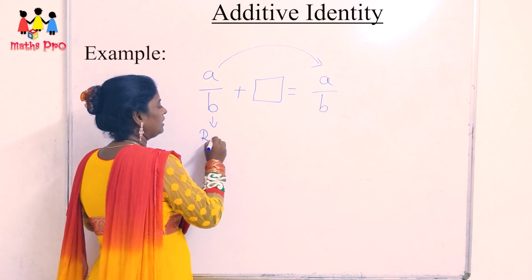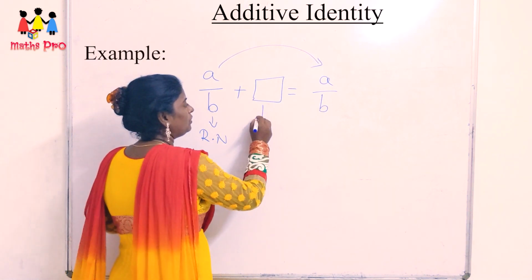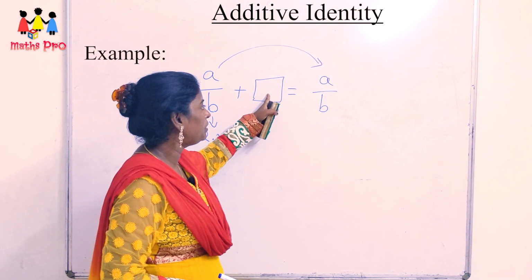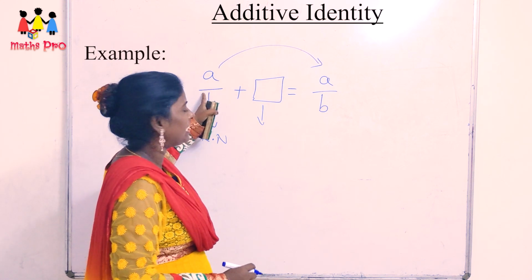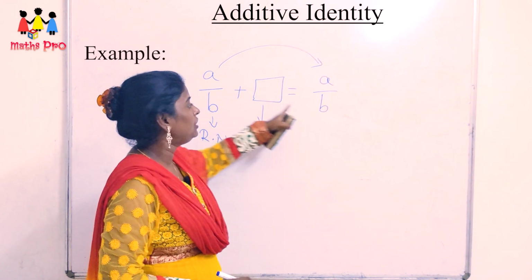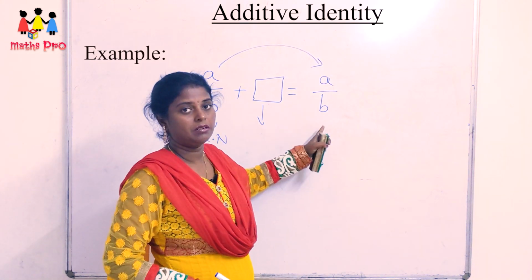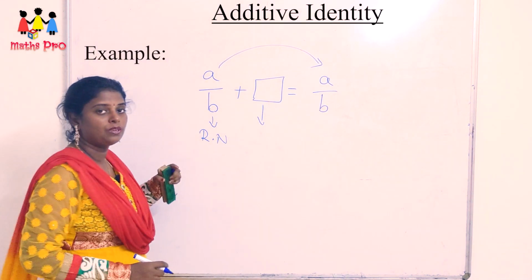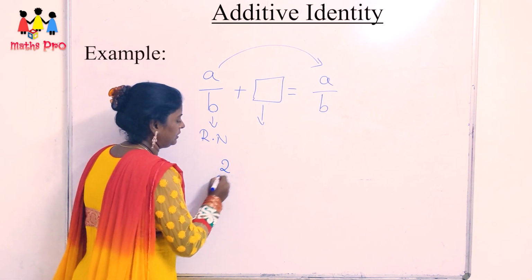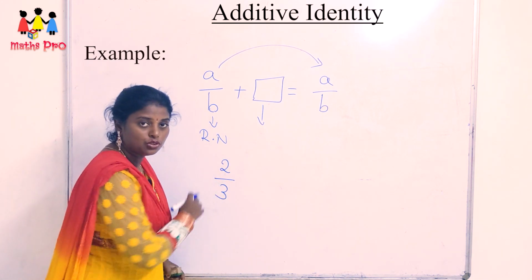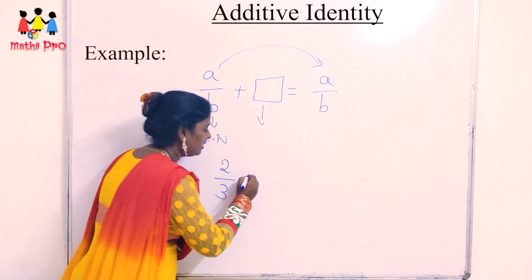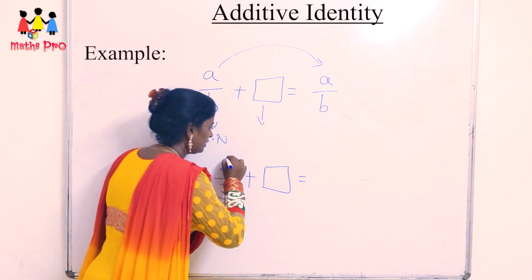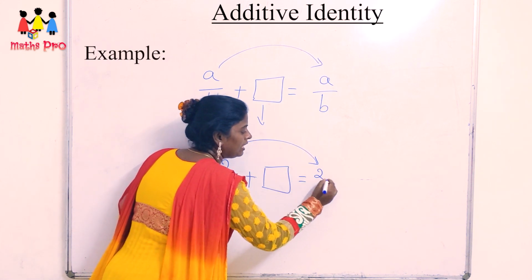This is the rational number, and here we are going to put some number, so that if you add it to the rational number, we get the same rational number. Okay, so this is the variable. If I give a value for the rational number like 2 by 3, then you are adding some number and it gives the same answer, 2 by 3.